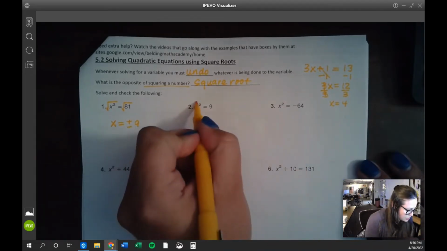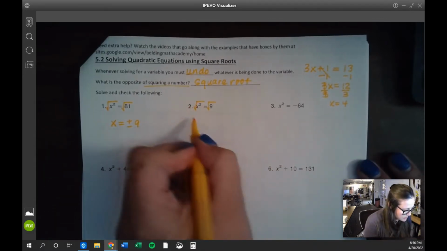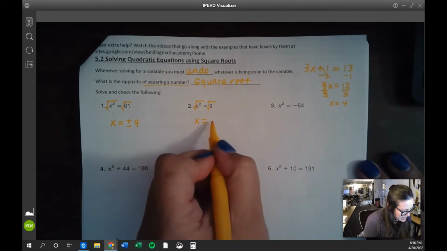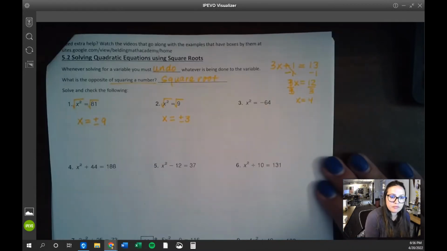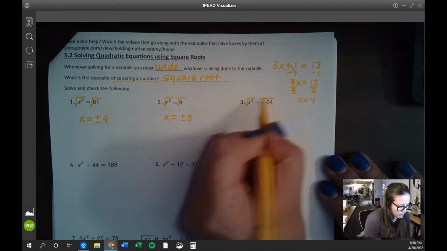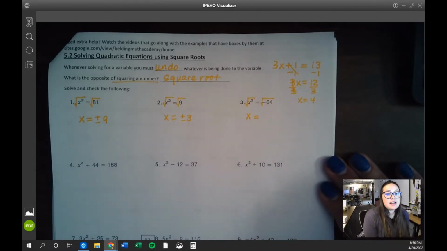Okay, let's try number 2. Same thing. To undo squaring something, we take the square root. The square root of something squared is just that thing, and the square root of 9 is plus or minus 3. Okay, number 3. Again, I'm going to take the square root of both sides. The square root of x squared is just x.